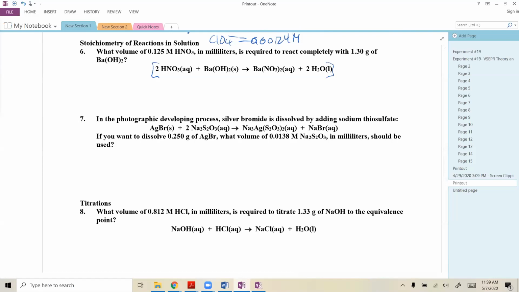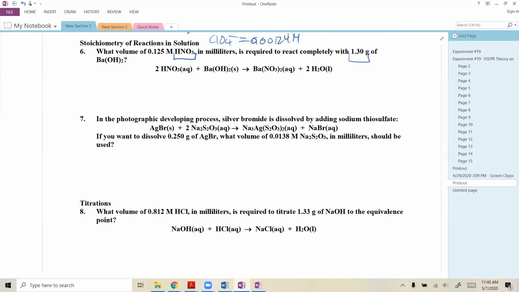What do you guys think? Does it look like we're balanced? Yes. Yeah. So we are balanced here. And so then the next part is that we can use this to answer our question, right? Even when I provide you with a reaction, it's always good practice to make sure that it's balanced so that way you can use it for its conversion. And our question is asking us what volume of our nitric acid in milliliters is required to react completely with 1.30 grams of barium hydroxide.